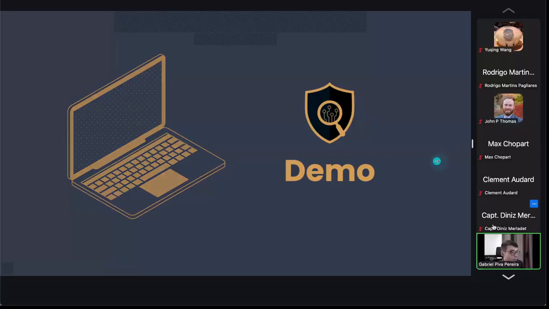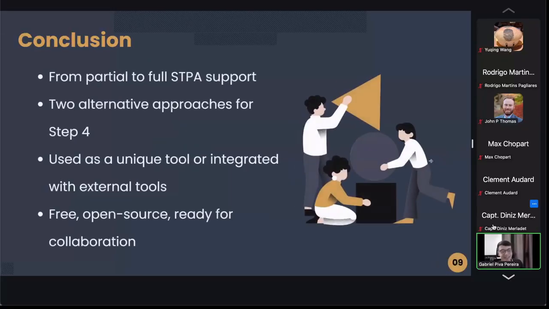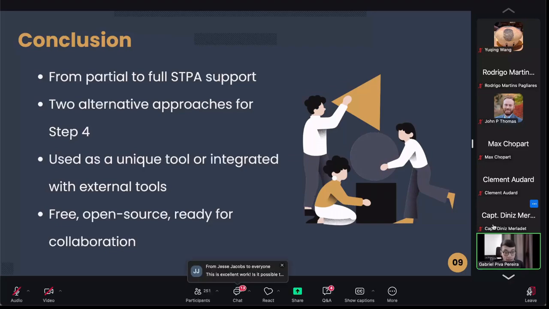Okay, so in conclusion, MicroStamp has evolved since last year from supporting only part of STPA to now providing full support for all 4 steps. It can be used as a complete tool, as I already showed, for STPA analysis, but it also offers the flexibility of integration through its microservices architecture. MicroStamp is a free and open source evolving project, and we invite the community to explore, test, and help us improve MicroStamp even further.